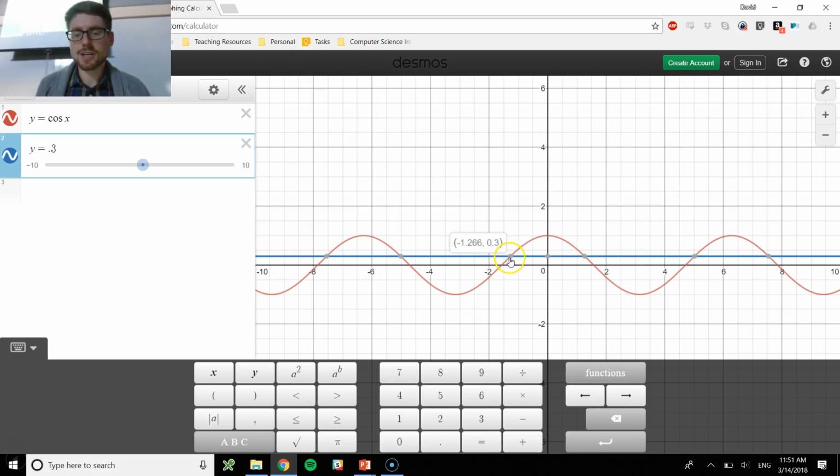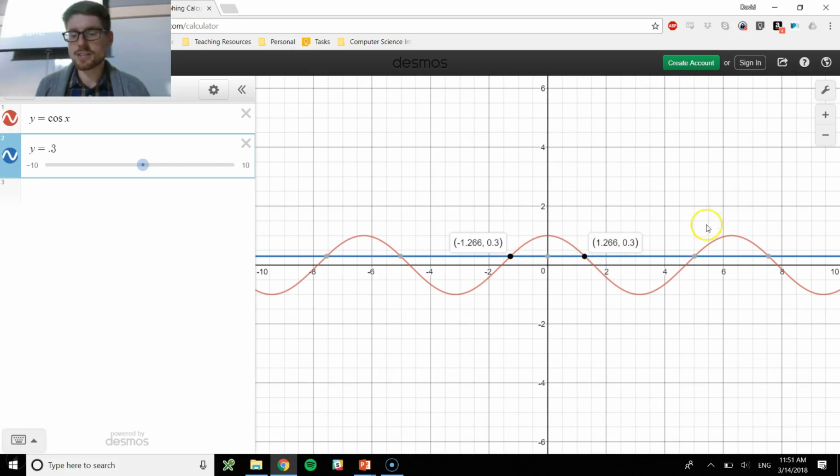So every intersection, we've got an intersection here, an intersection here, intersection here. What I love about Desmos is you can just click on the graph and it gives you intersection points. And from the graph, we can see those two answers pop out immediately, the ones that we were talking about before. 1.266 is right here, and the negative of it is right there.